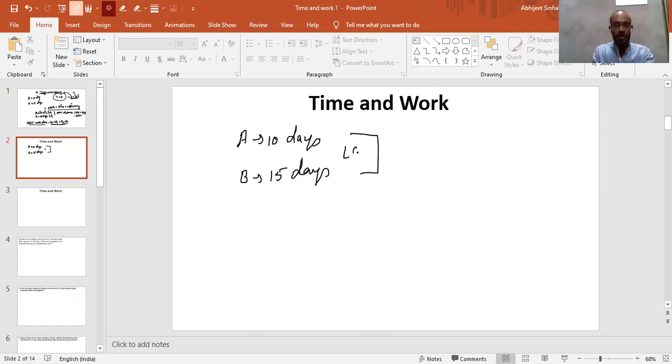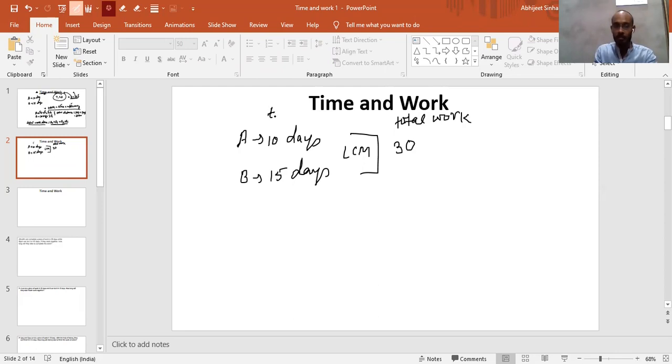So what we need to do is take the LCM of the times when A and B individually completed the work. So the LCM of 10 and 15 will be what? If you are good, directly you can say this is 30. Now we assume this 30 is nothing but the total work. You can assume the total work as any number, but to get integer efficiency, we assume the total work as the LCM of the times they have taken. So here the LCM is 30, so this becomes the total work.